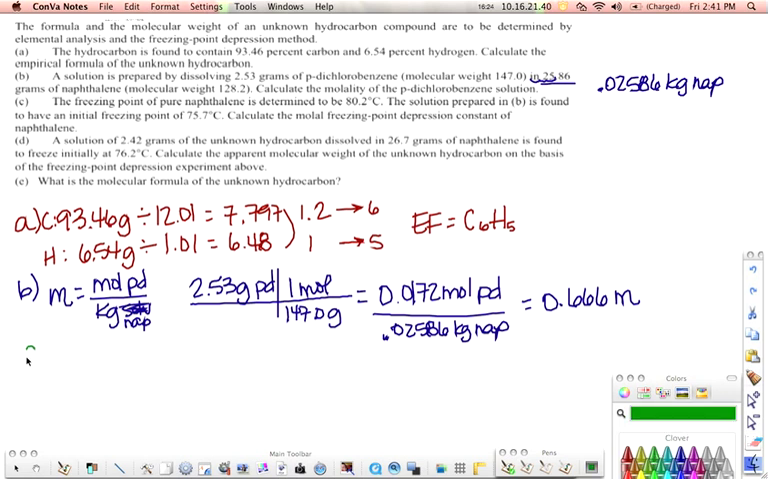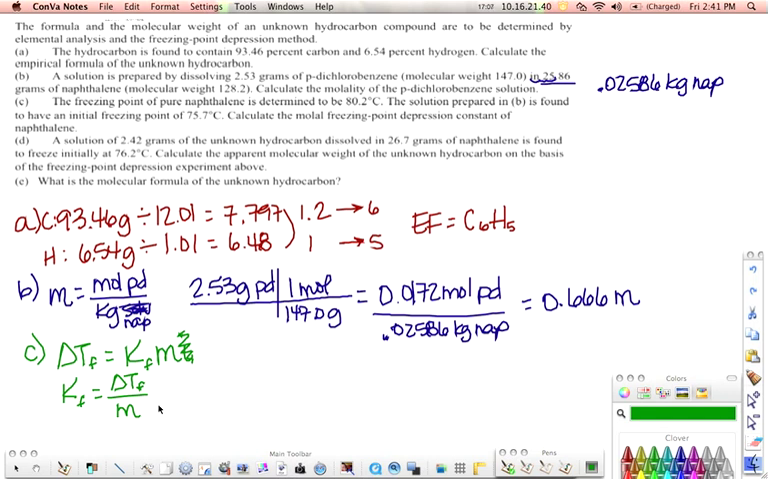Okay, moving on to C. C wants us to know the freezing point depression constant of the naphthalene. So if you remember your formula, and this would be on the formula chart when you're actually doing the free response section of this, the freezing point change is equal to the freezing point constant times molality times the van 't Hoff factor. Well, this is a hydrocarbon, which is not an electrolyte, so i goes away. And since they're wanting to know Kf, we just rearrange this and say that Kf is equal to the change in the freezing point divided by the molality.